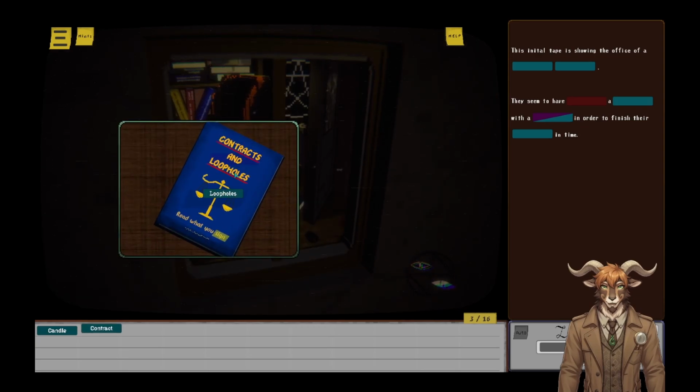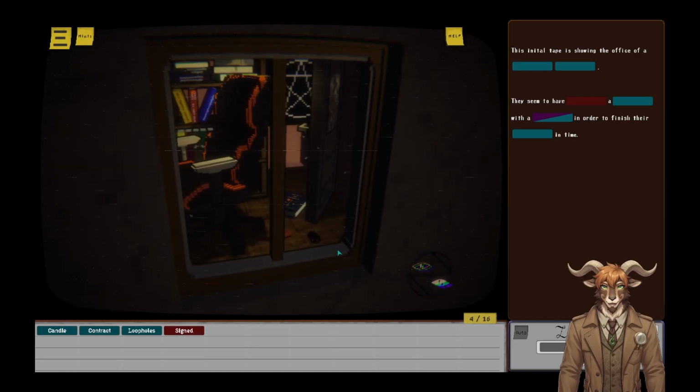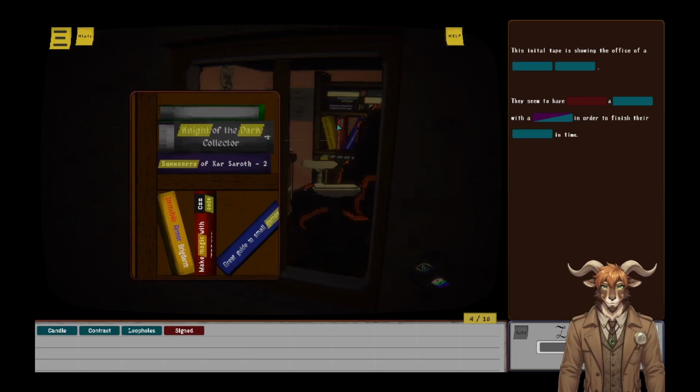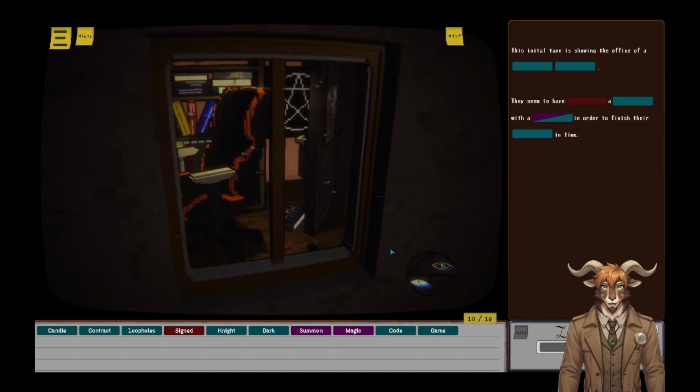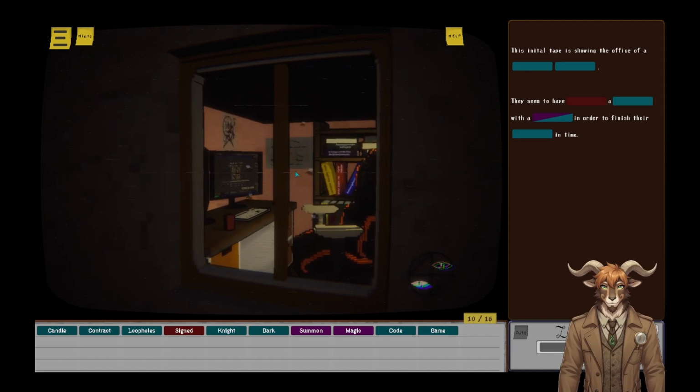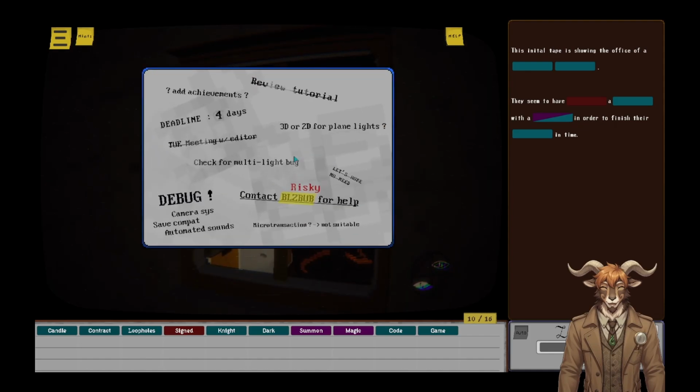Contracts and loopholes. Read what you sign. Okay. A Knight of the Dark Collector. Summoners of Kar-Zaroth. What does this one say? A mobile armor brigadier. Make magic with C# code. And great guide to small games. Hopefully this is a great small game. Add achievements. Contact Beelzebub for help.